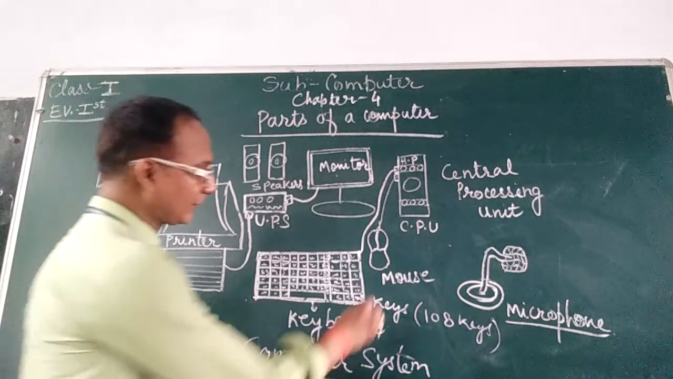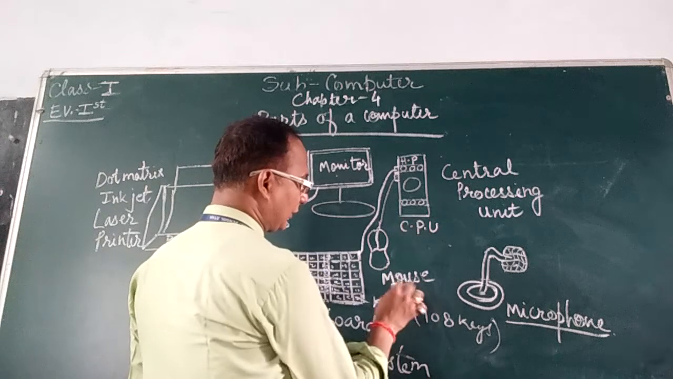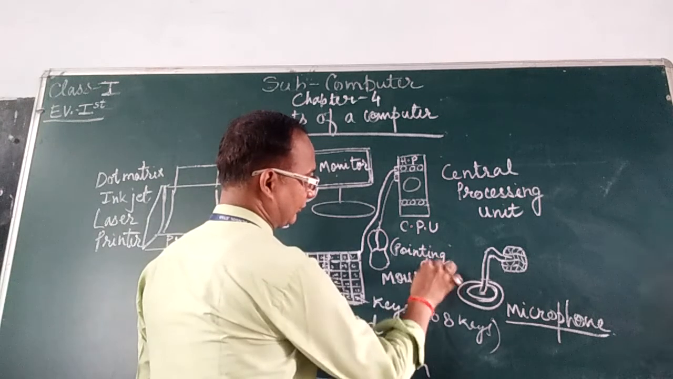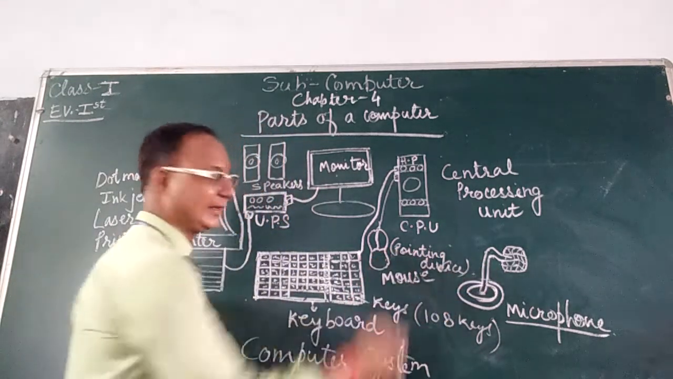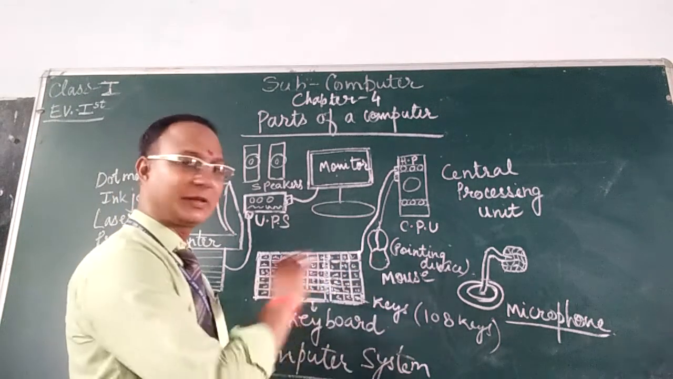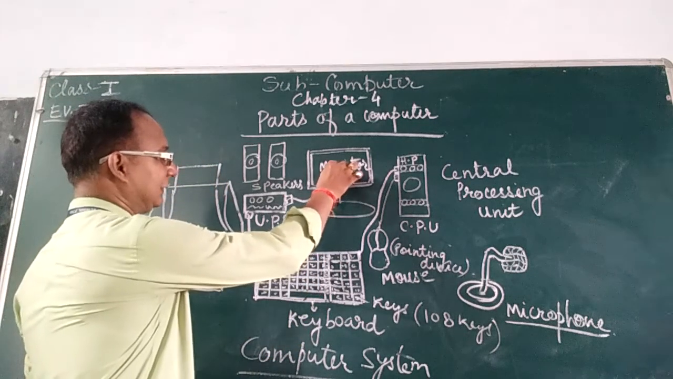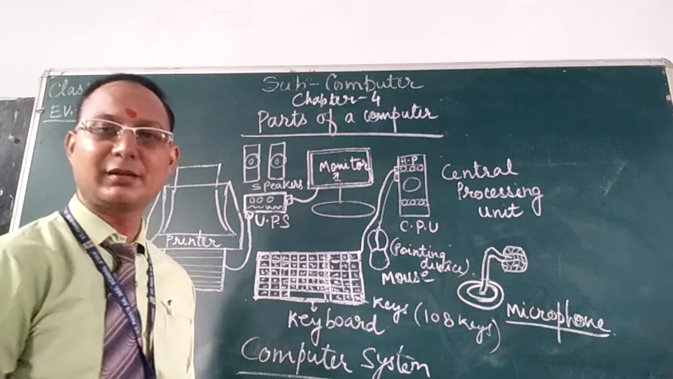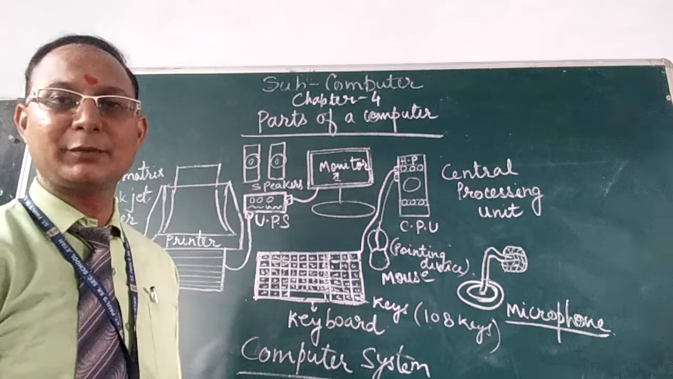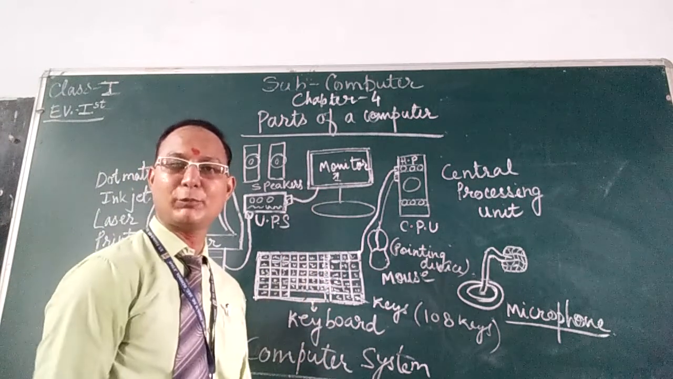The mouse. You know this? What is this? A mouse. It is a pointing device. With the help of this mouse, we can move an arrow on the computer screen. This arrow is called the cursor. By this we can click on any icon on the computer screen and do any work on our computer.